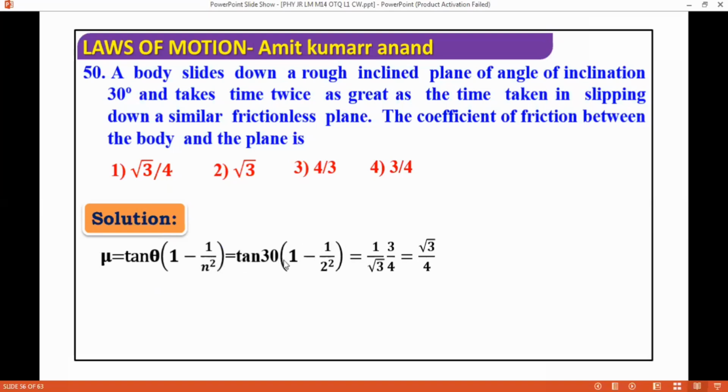So tan 30 degree into 1 minus 1 by n square, where the time taken slipping down a similar frictionless plane is twice as great. The time is given as twice, so here I'm putting n as 2. You get the answer directly. This will boost your rank. If you know the result directly, you can solve it. Otherwise, you can go for the derivation. I already explained the concept. So mu equals tan theta into 1 minus 1 by n square, which gives root 3 by 4.